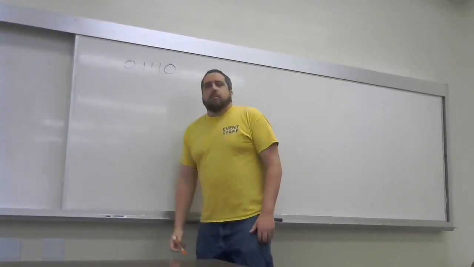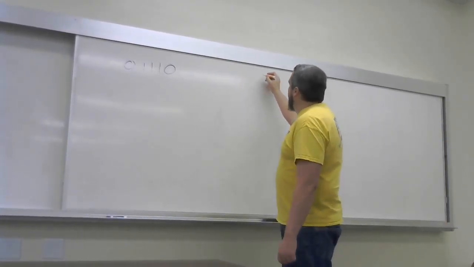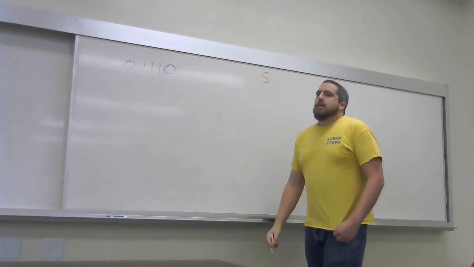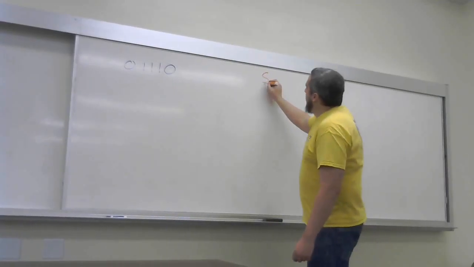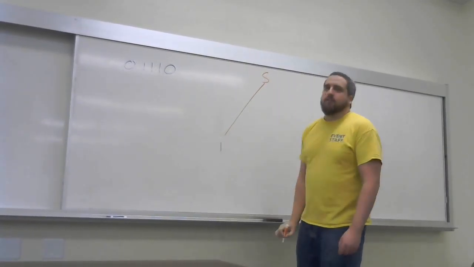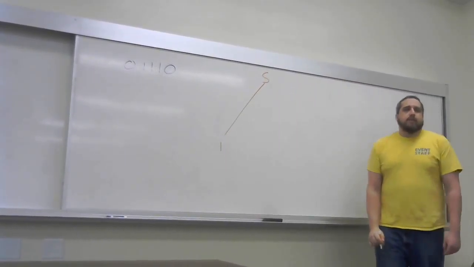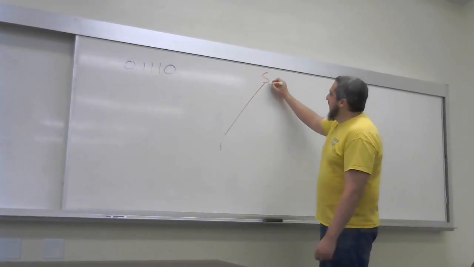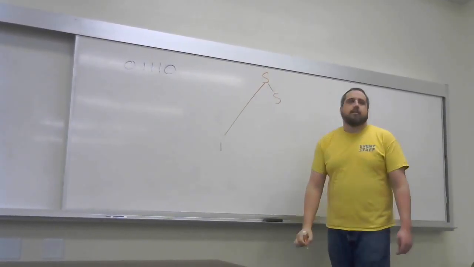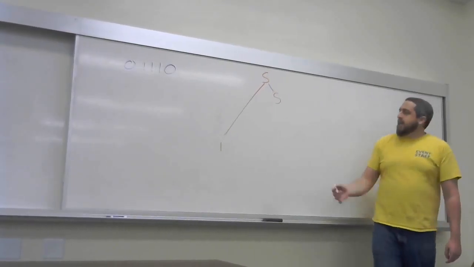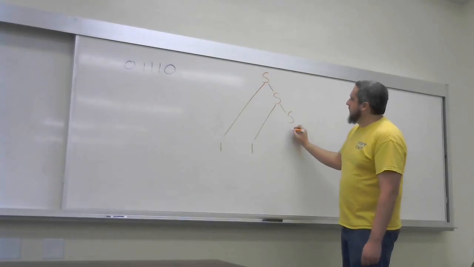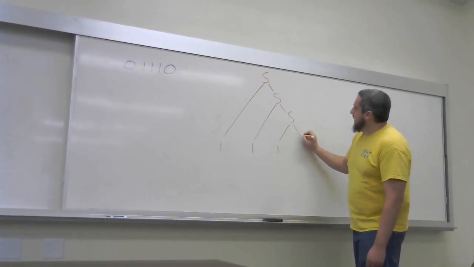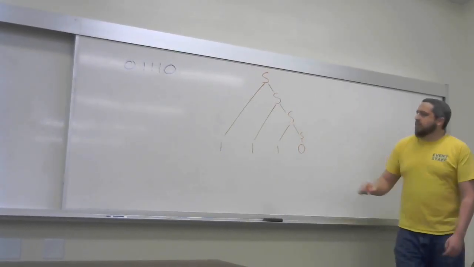When we talk about applying all possible trees, we start with the same S at the top. Then we can apply rule 1. When we apply rule 1, we get a 1 off to the left over here. This is by applying rule 1. Off to the right, we have an S. If we apply rule 1 again, we get the 1 and an S. If we apply rule 1 again, we get the 1, we get the S. If we apply rule 2, sorry, we get the 0, like so.